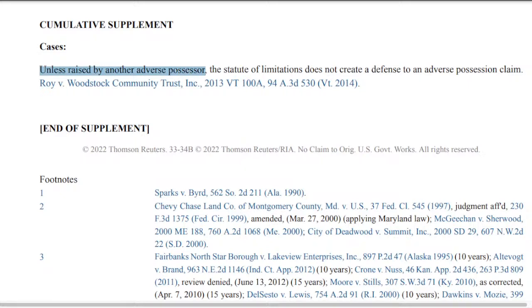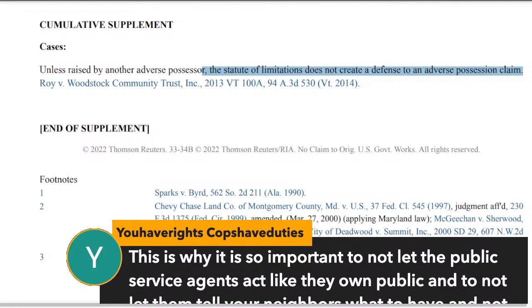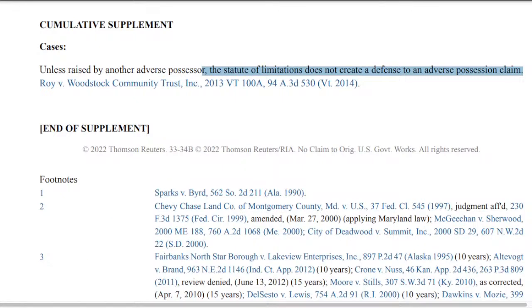Unless raised by another adverse possessor, the statute of limitations does not create a defense to an adverse possession claim. Wow, so only another adverse possessor could have a defense to an adverse possession claim. Oh my gosh. This is why it's so important not to let the public service agents act like they own public property, right? Not to let them tell your neighbors what they have to and not have to do on their property. Exactly. Remember, any of these public service agents, the public employees or public officers, they are simply custodians of the public trust. They are trustees, and we're the beneficiaries as the people. So they have to work for the benefit of us.